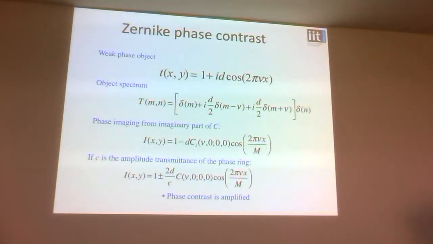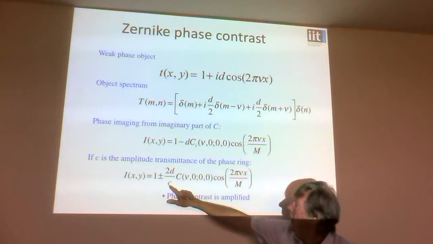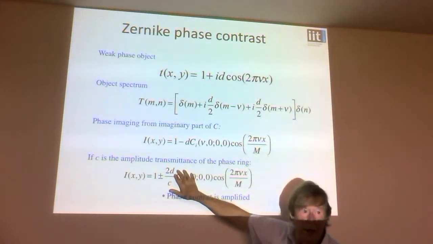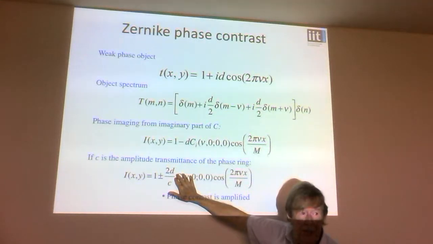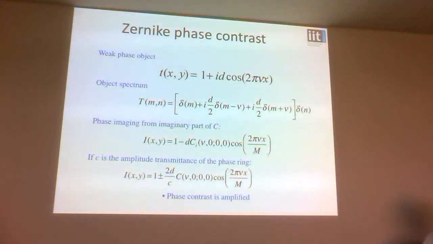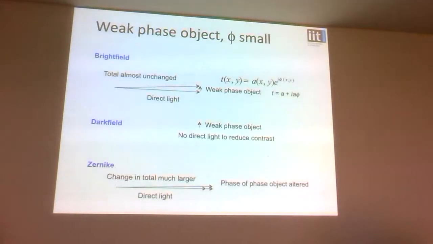Another interesting thing is that there's this factor C here, which if this is less than 1, this is amplified, right? So by making the phase ring absorbing as well as changing the phase, then it actually has the effect of amplifying the phase contrast as well.